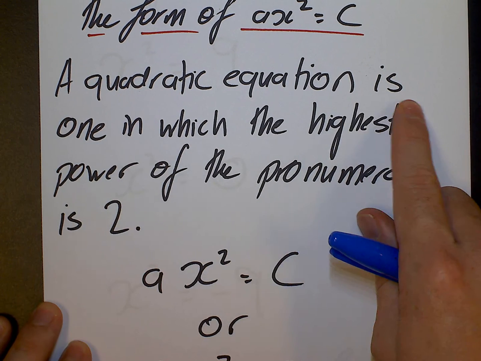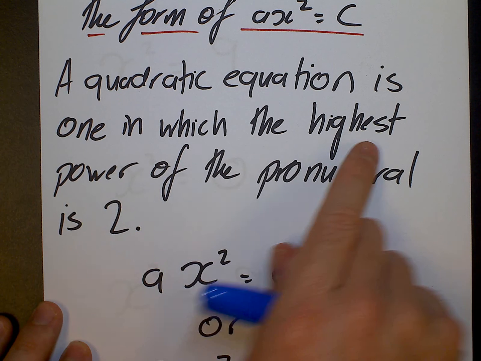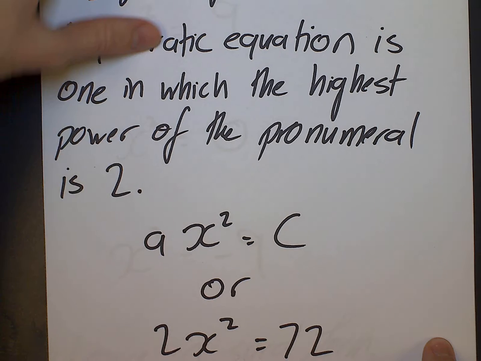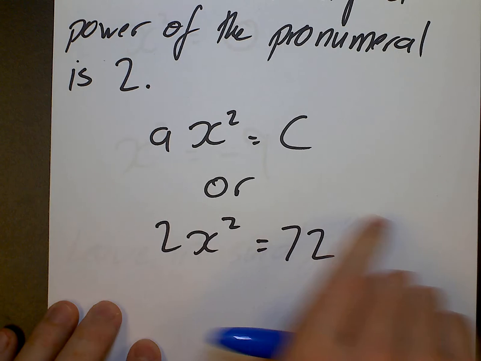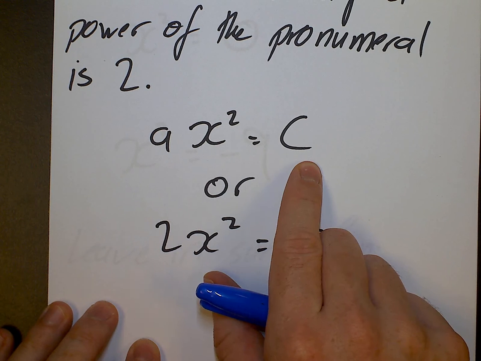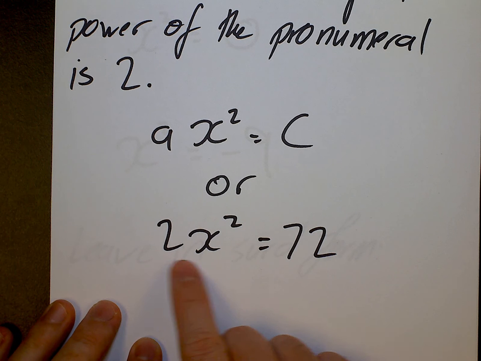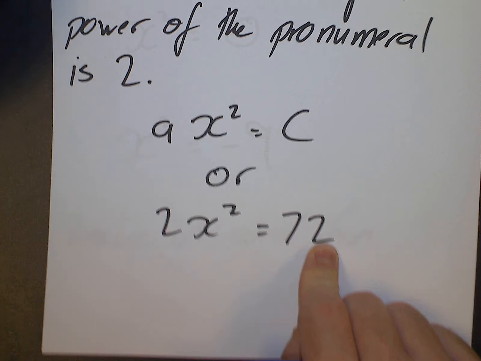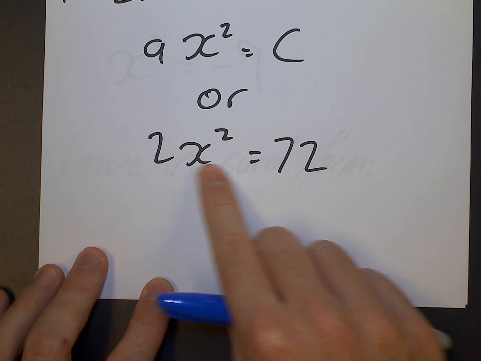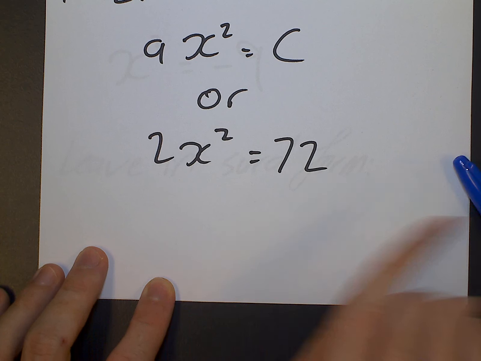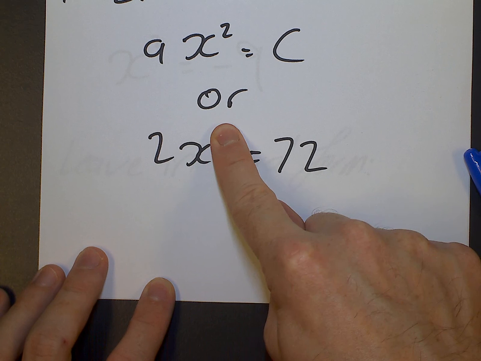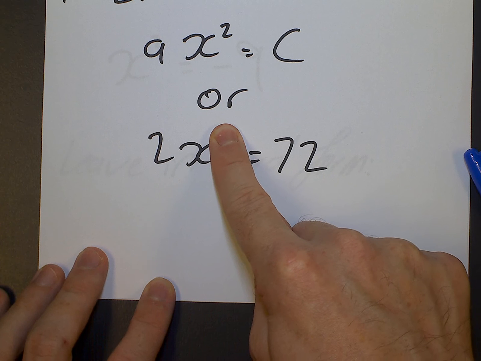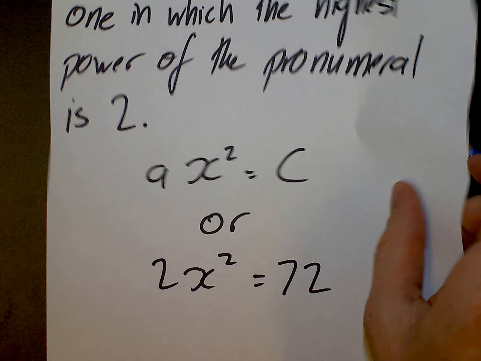A quadratic equation is one in which the highest power of a pronumeral, a letter, is 2. So usually it's in the form of something like this, ax squared equals c. Or if we're using some numbers, 2x squared equals 72. Now, if we were just ignoring this squared and it was just 2x equals 72, we would do our first step of dividing both sides by 2.